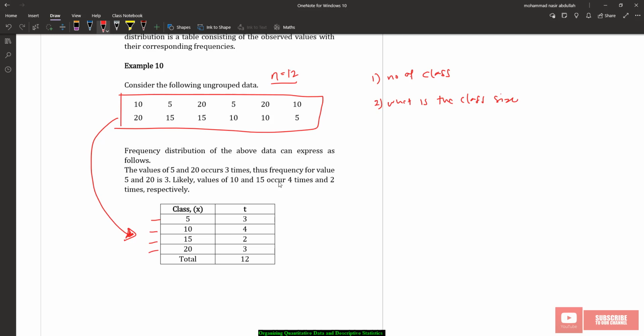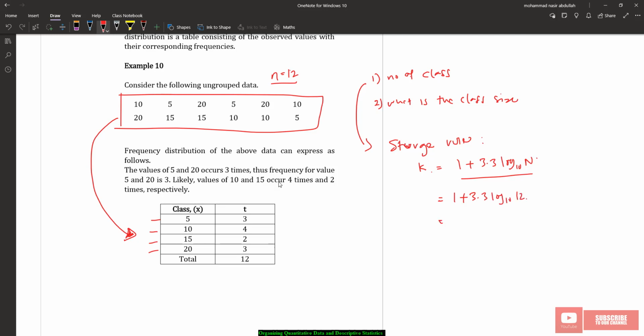So to determine the number of classes, we will use Sturges' rule. Sturges' rule, S-T-U-R-G-E-S. The Sturges' rule formula is 1 plus 3.3 log10 n. So this is how we find k, which is the number of classes. So let's say we have n equal to 12, so 1 plus 3.3 log10 12.